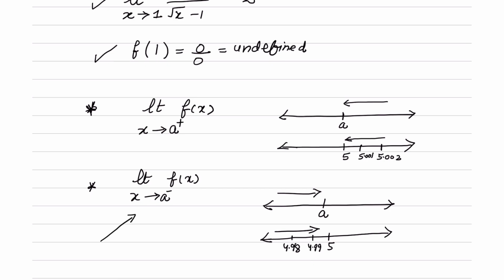This limit is called the left-hand limit, and this limit is called the right-hand limit. When x is approaching some number from the right of that number, that is the right-hand limit. When x is approaching some number from the left of that number, that is the left-hand limit. In the next video, you will see some more examples of how to find the limit of a function at a point.